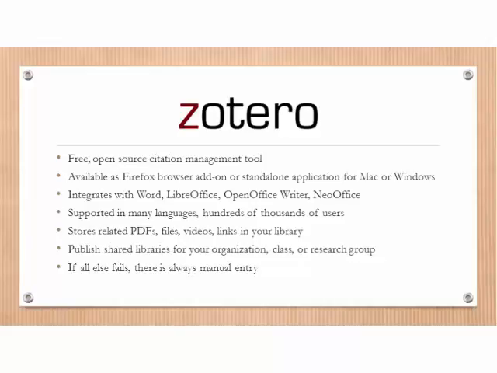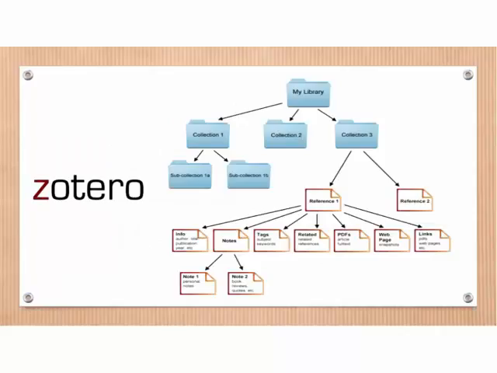It is supported in many languages, and there's literally hundreds of thousands of users. It stores related PDFs, files, videos, links in your library. And this is going to be really, really important for either accessing the articles later and even accessing them offline. You can publish shared libraries for your organization, class, or research group. And if all else fails, there's always manual entry. So you can actually go in and put all of the information in for, let's say, your book collection, your textbook collection, and it will be right there in your library.